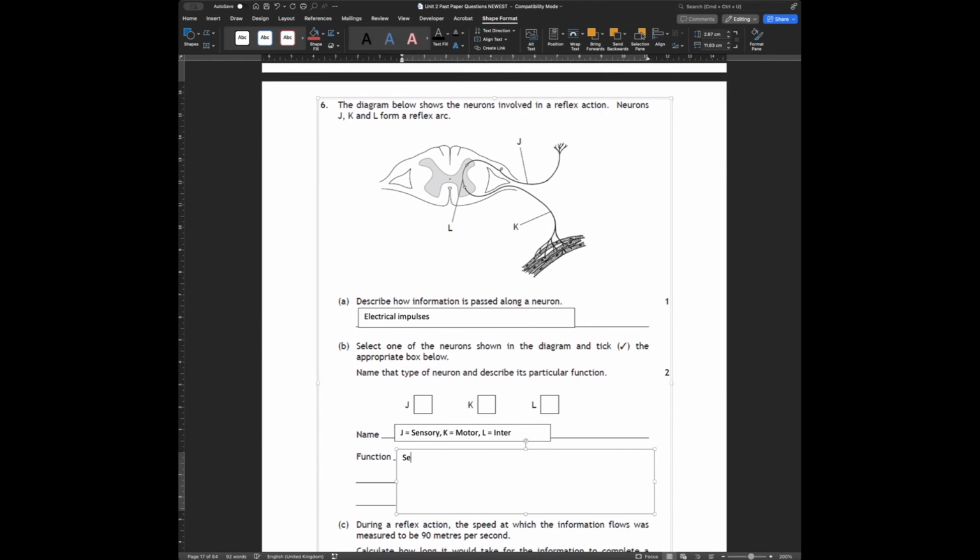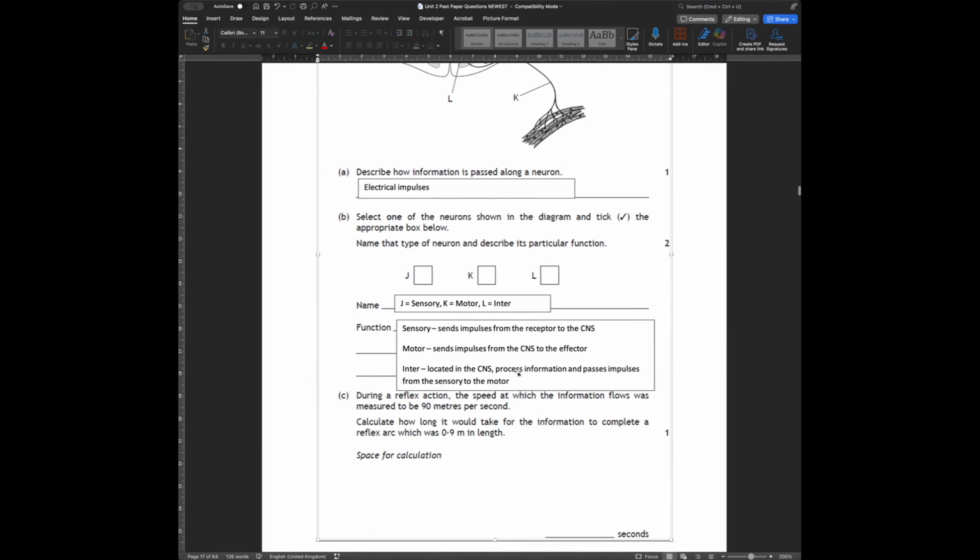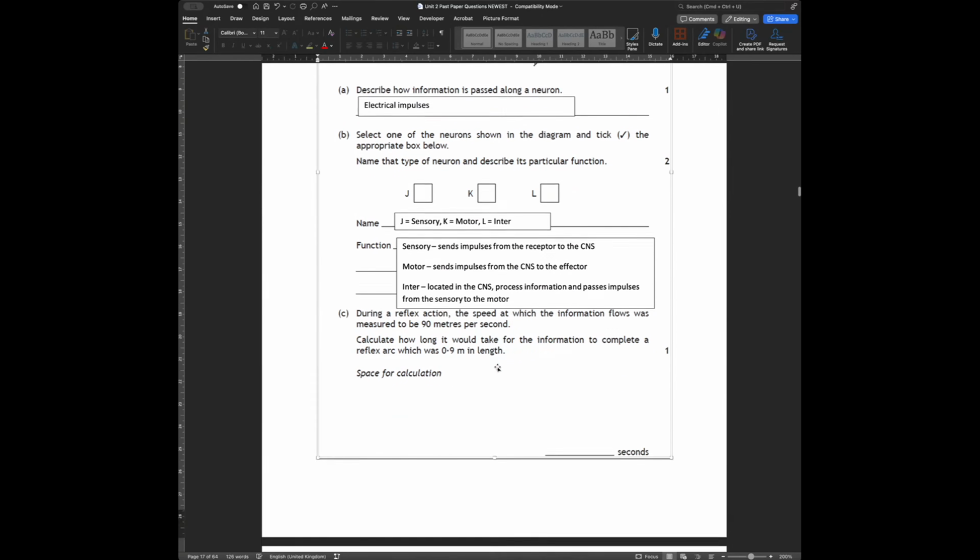So if we said sensory neuron, what does the sensory neuron do? It sends impulses from the receptor to the CNS. Okay. The motor neuron sends impulses from the CNS to the effector. And the interneuron, so that's located in the CNS, so that's not its function, it processes information and passes impulses from the sensory neuron to the motor neuron. Let's make that box a little bit bigger so you can read all of that. There we go. Any one of those descriptions, something along those lines, would have got you the mark there. As I say, go with the one that you feel most confident about.